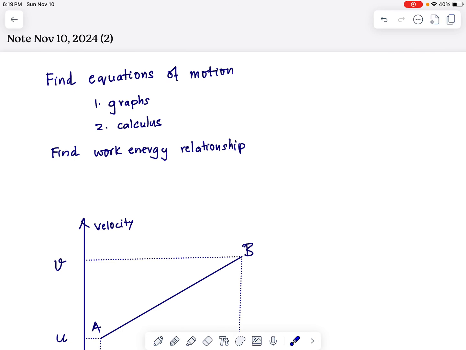In this video, we'll derive the equations of motion using two techniques. One is using graphs and the other uses calculus. And we'll also find the relationship between work done on an object and its change in energy. We'll use calculus principles for that.